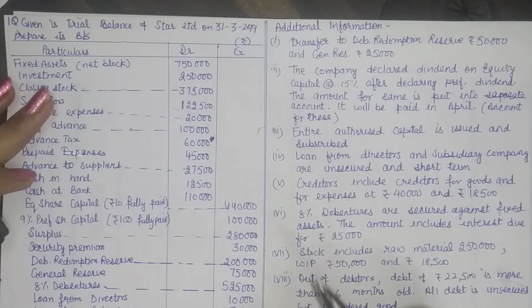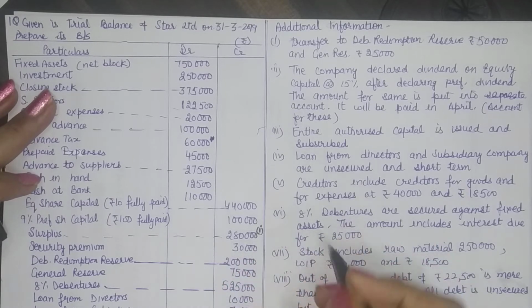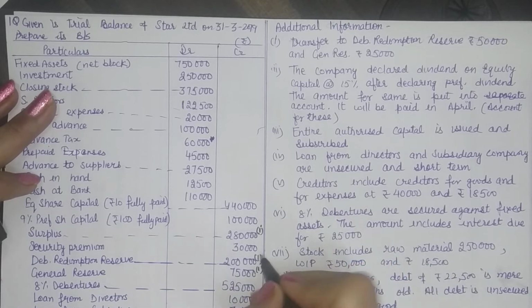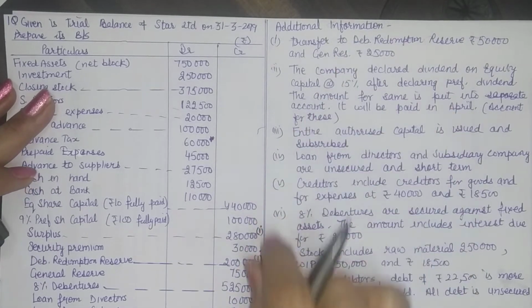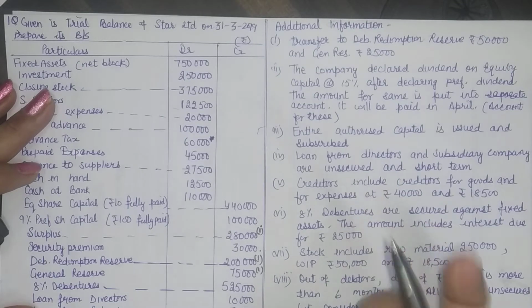So you can just write it as plus 25,000 in general reserve, plus 50,000 in debenture redemption reserve, or you can just put number 1 mark here, which means that there is some adjustment relating to this. Some adjustment is to be done, and we will read only the first adjustment for this. We won't waste time in reading again and again all adjustments.